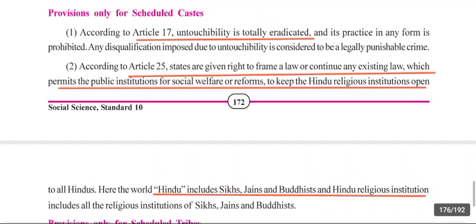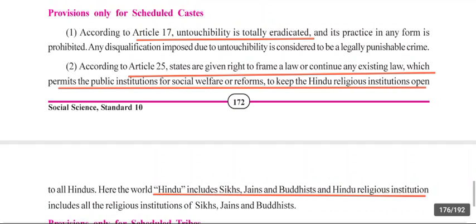Now it's a different thing that there is kind of a race in India for different castes to be included in this scheduled caste. That's a totally different thing. But once upon a time, scheduled castes were created to uplift economically and socially the untouchable castes of India. So that untouchability has been eradicated, removed.